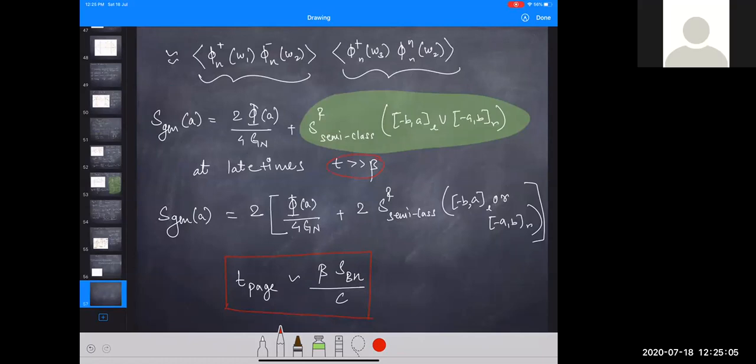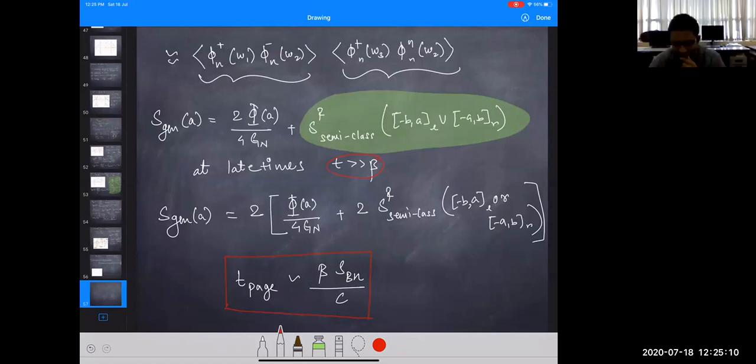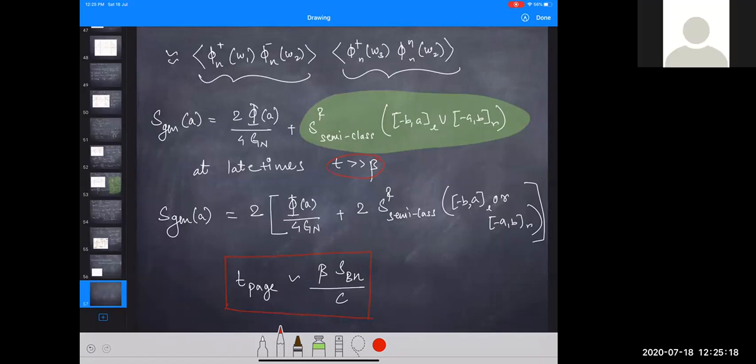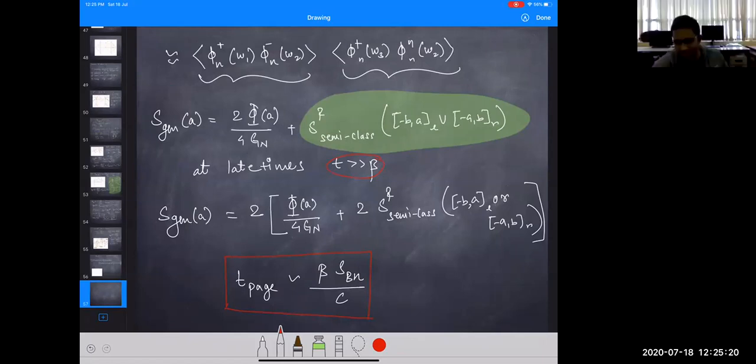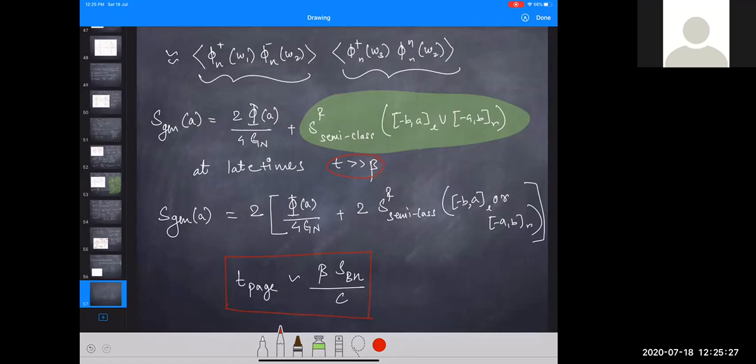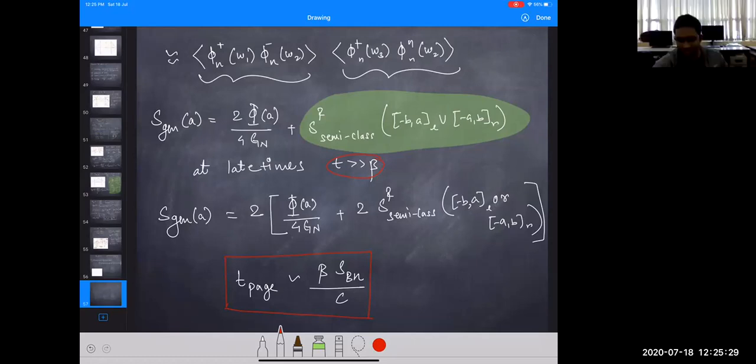But you are anyway interested in the late time radiation. All I'm interested in showing is that what exactly happens at the transition point is much more subtle. But all I want to convince you of is that at early times it's linearly growing, and at late times you do get a constant answer. And I also want to show you that the constant answer is really twice the Bekenstein-Hawking entropy. Okay, I understand. Thank you.